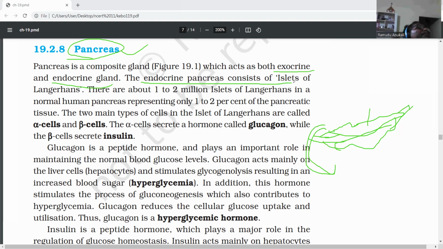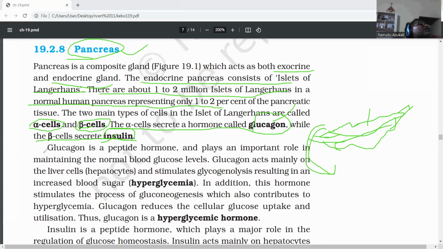The endocrine pancreas consists of islets of Langerhans, and there are about 1.2 million islets of Langerhans in a normal human pancreas, representing only 1 to 2% of the pancreatic tissue. The two main types of cells in the islets of Langerhans are alpha cells and beta cells. Alpha cells secrete the hormone glucagon, while beta cells secrete insulin.